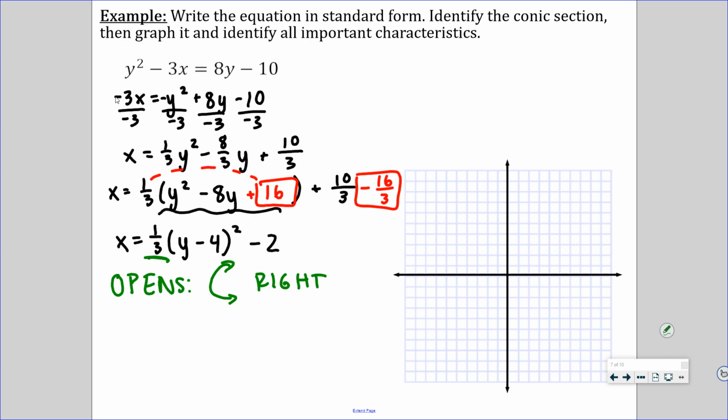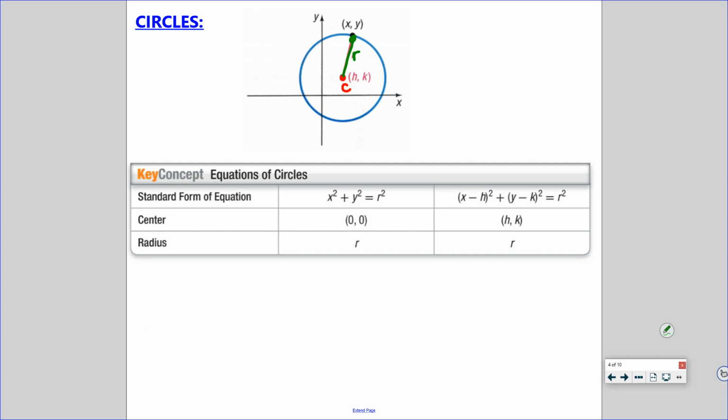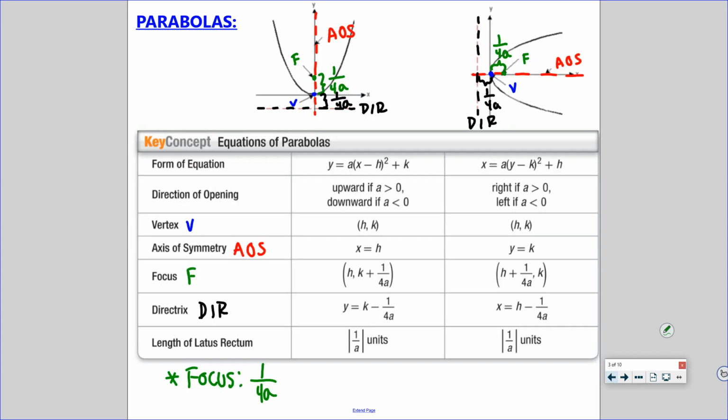Question. Is the K switched here? Let's go back to this. Yep, and Wesley did actually ask that. He said, does the K always go with the Y in these, and the X coordinate or the H always go with the X? Yep.